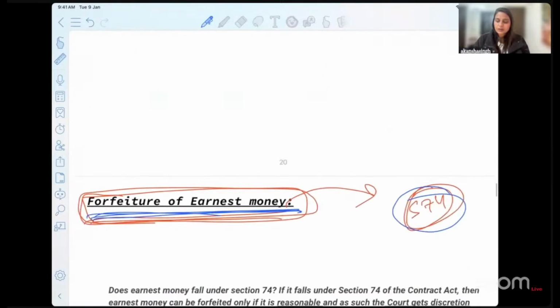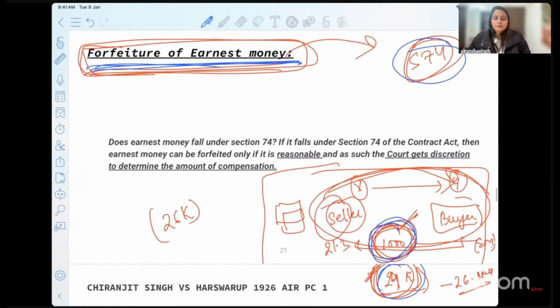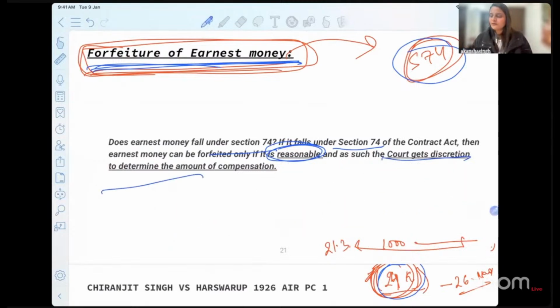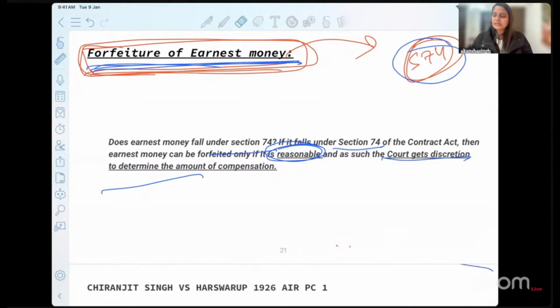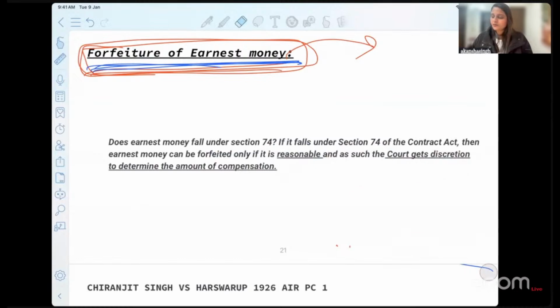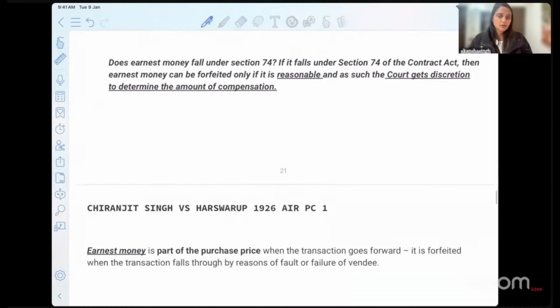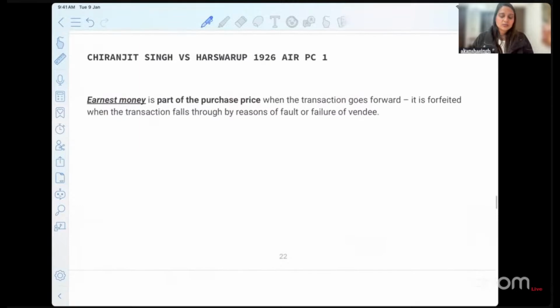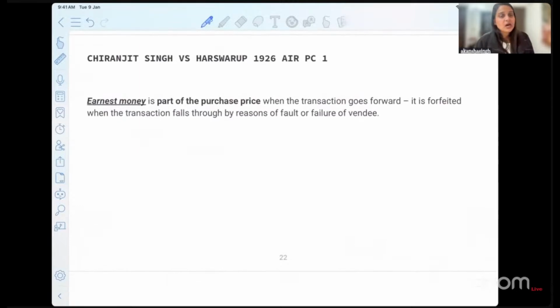Okay, so this is how you read the law. Now, does earnest money fall under section 74? First question. If it falls under section 74, does it also have to pass the test of reasonability? And will the court get to decide and have the discretion to determine the amount of compensation or not? So these are the questions with which we try to find out whether forfeiture of earnest money can be done or not. So we move to the first case law, that is Chiranjeet versus Harswaru.